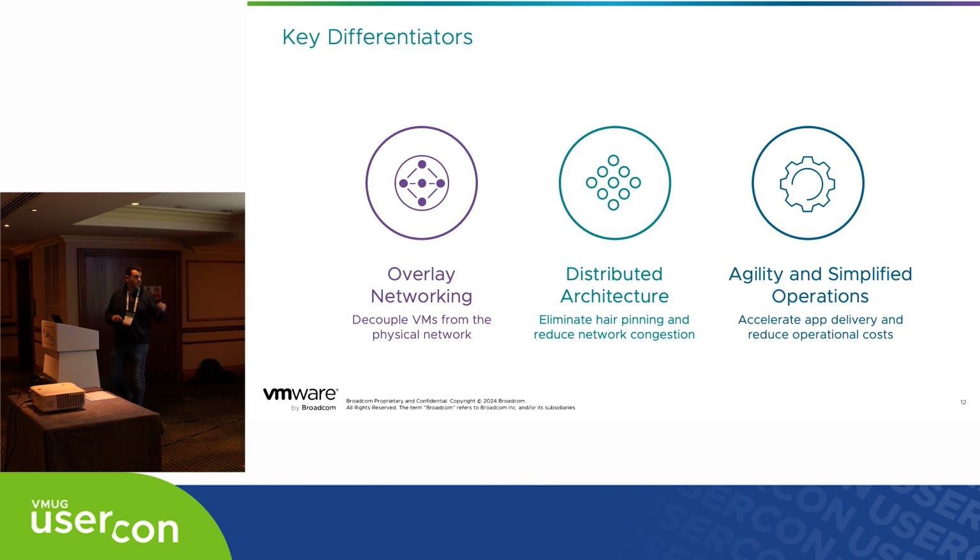So really, from an NSX perspective, it's about providing overlay networking, removing the need to make changes to the physical infrastructure on a daily basis. Ultimately, the physical infrastructure should be there to push packets around, with minimal changes to the environment itself. Distributed architecture, so obviously eliminating things like hairpinning.